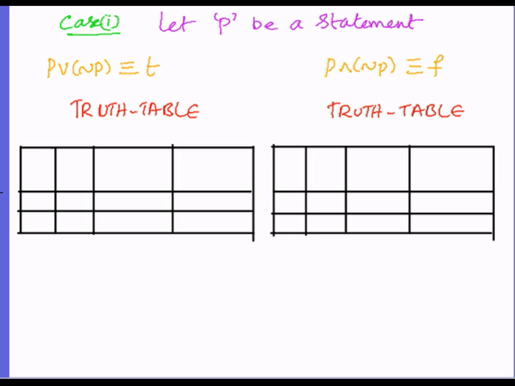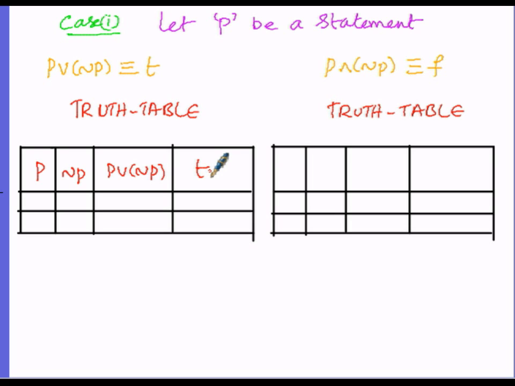As per the condition, we have to suppose one statement, that is P. Under column number 1, I suppose the statement as P. Then I have to find negation P in order to prove the statement P or negation P is identically equal to T. The second column is negation P. Then the left hand side is P or negation P. As the fourth column, I have to take T.